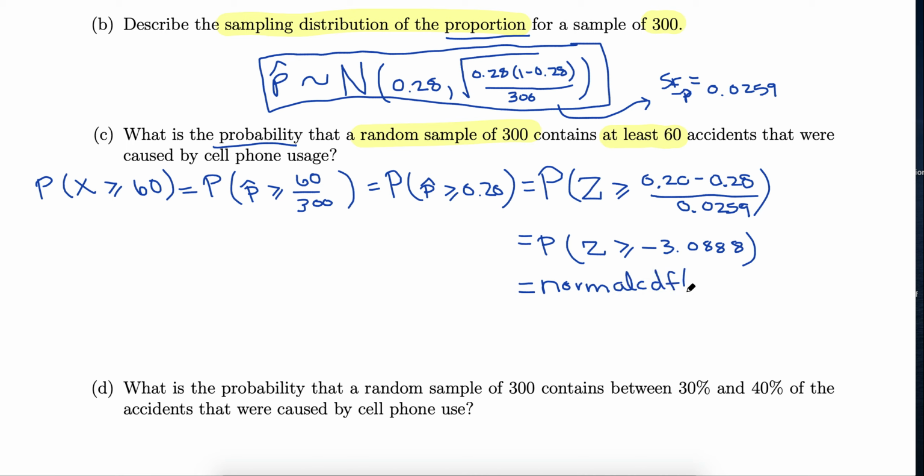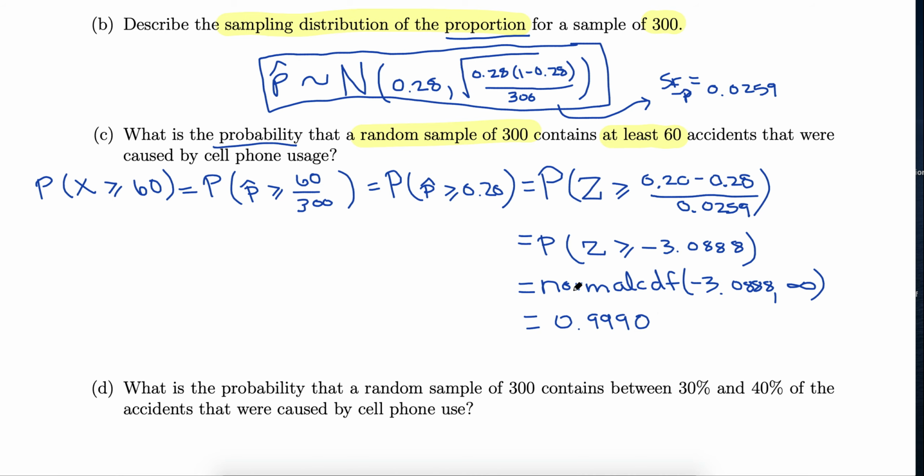And we want above this value at least 60. So our lower is going to be this z-score. And our upper is going to be whatever your favorite big number is for positive infinity. If you work that out and round it to 4 decimals, I'm getting 0.9990. Again, that's rounded to 4 decimals.